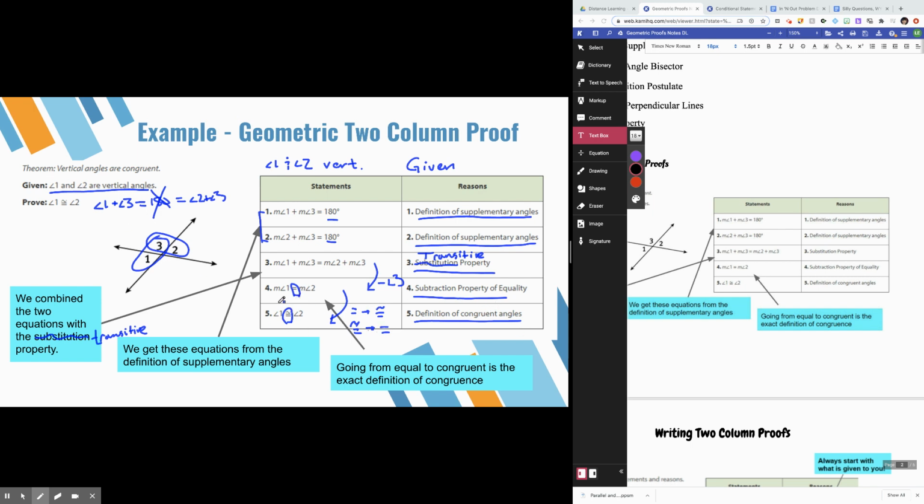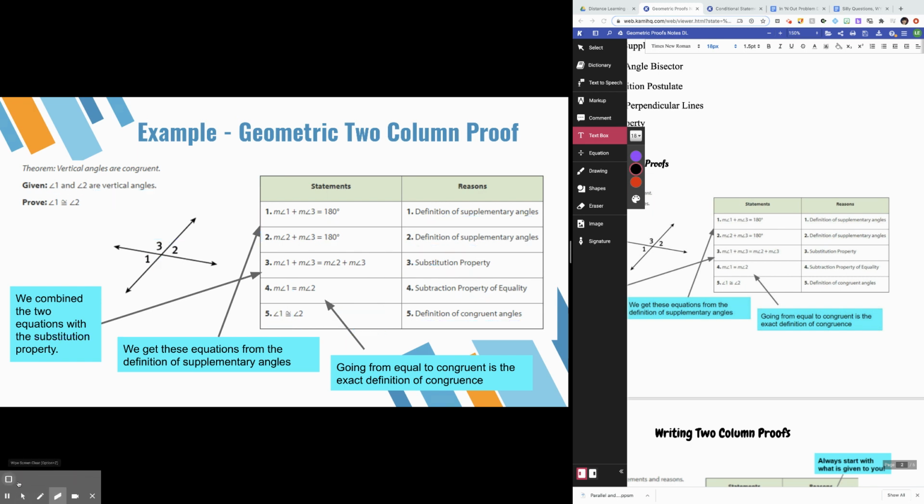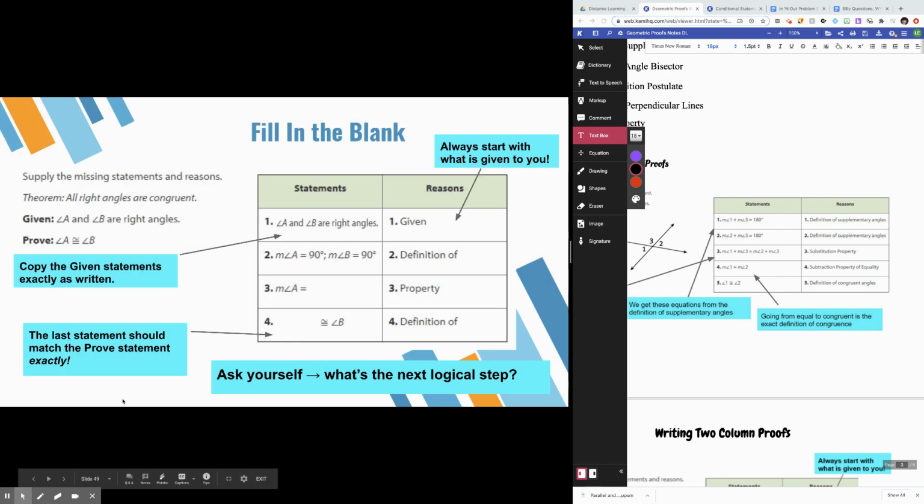Okay, and notice that our proof statement and our last statement that we have written right here match exactly. Okay, so I'm going to clear my screen, and I'm going to do one more for you, and see if you can kind of follow along with me. If you would prefer to try this one on your own, you can pause the video right now. But if not, just keep watching with me here.